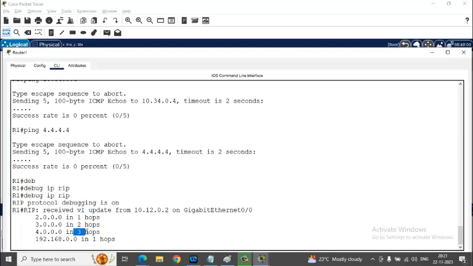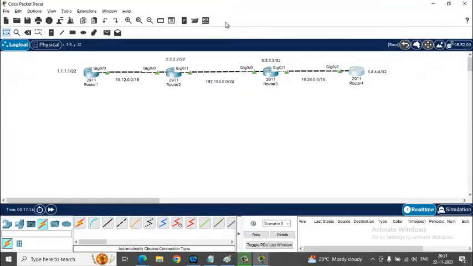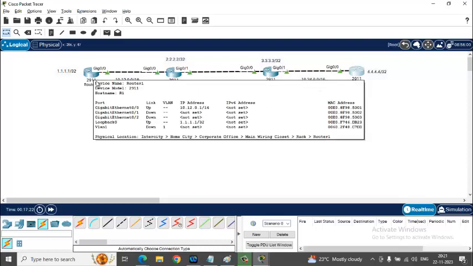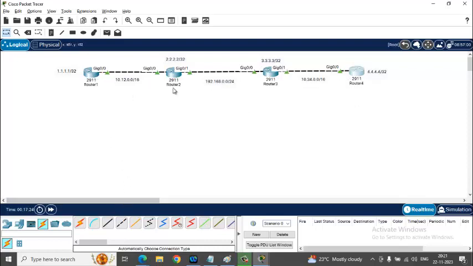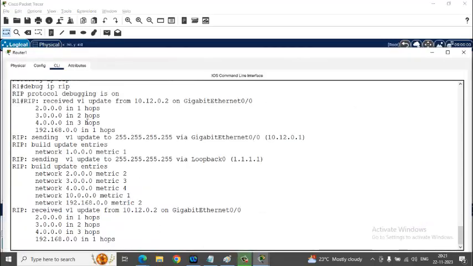Router RIP version 2. That's it. Now we have made the version as version 2. Now you will see those pings that were not pinging earlier will be able to ping now. Are you ready to see that?